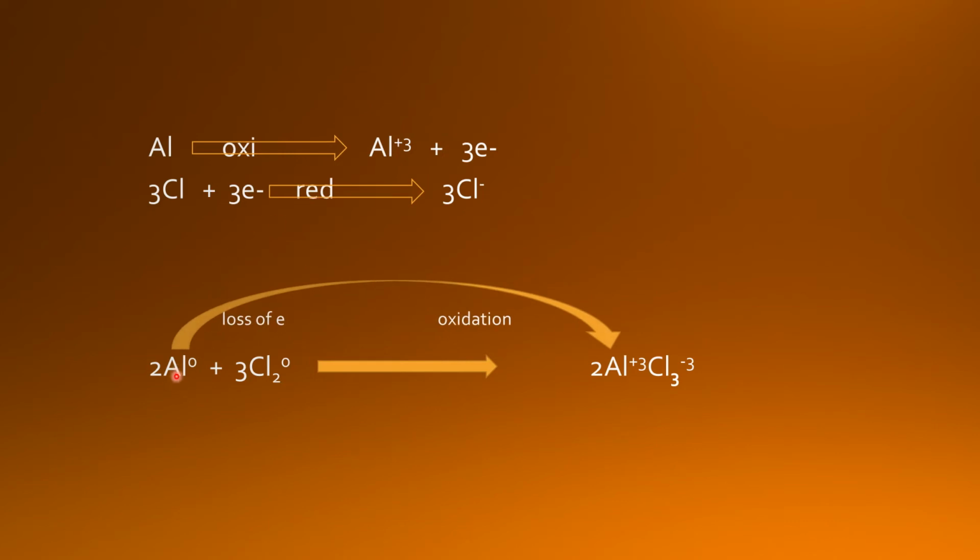Here aluminium, after losing the 3 electrons, is oxidized, and this chlorine atom, after gaining 3 electrons, is reduced. So aluminium is oxidized and chlorine is reduced, as aluminium has lost the 3 electrons and chlorine has gained these 3 electrons, and in this way aluminium trichloride is formed.